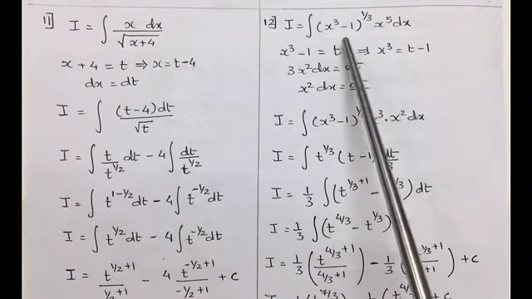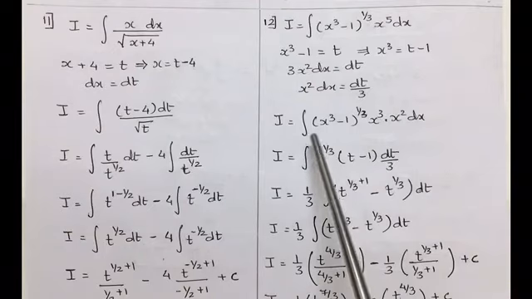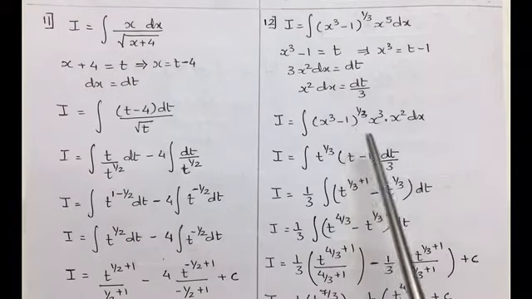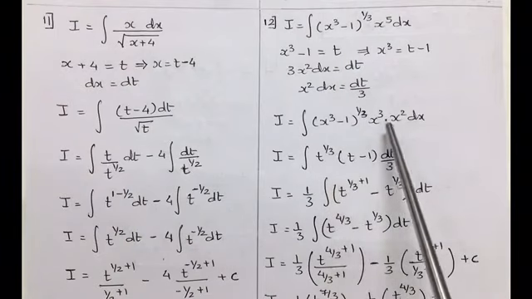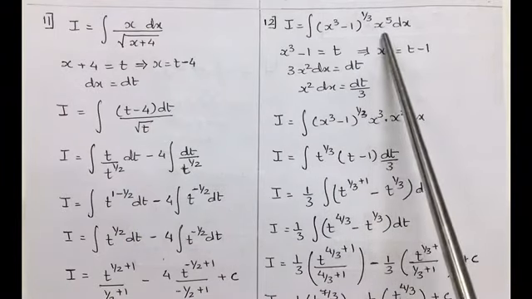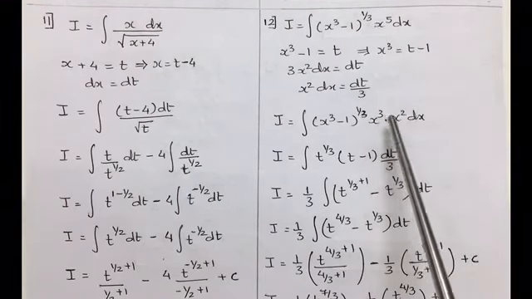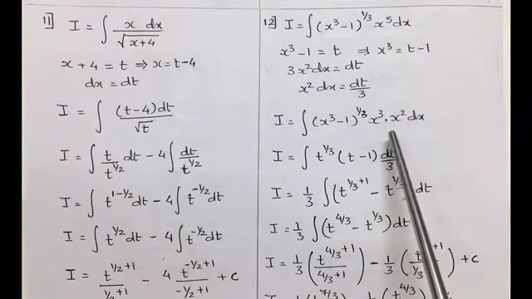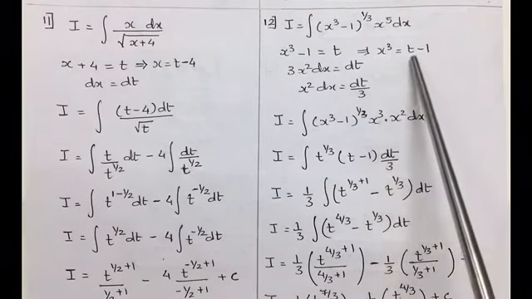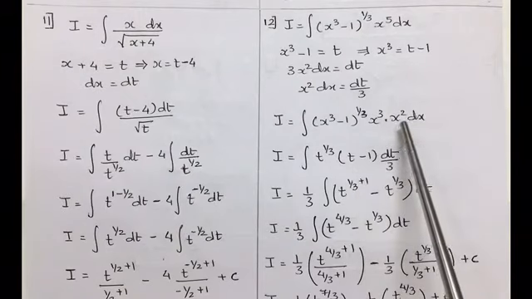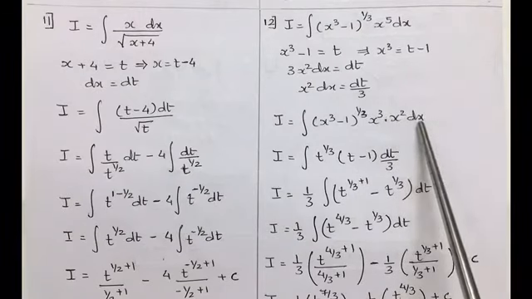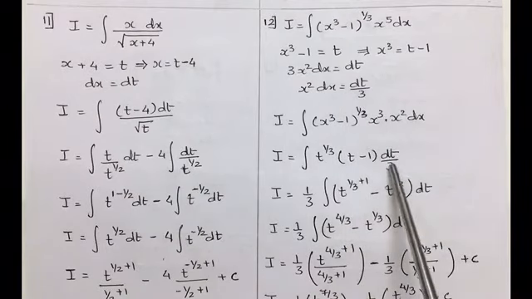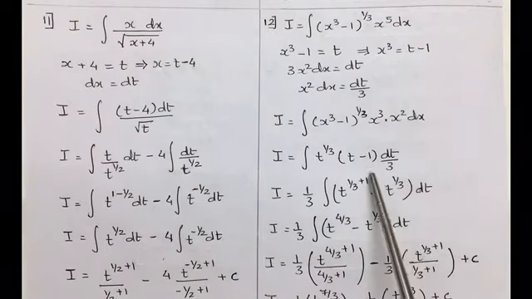Keeping all these values in the example, we get integration. X cube minus 1 is replaced by t, so it becomes t raised to 1 by 3. Expressing x raised to 5 as x cube into x square, that means the power is being separated. In the place of x cube, t plus 1 is substituted, and x square dx is being kept as dt by 3. So this is how for each and every term the substitution is being done.